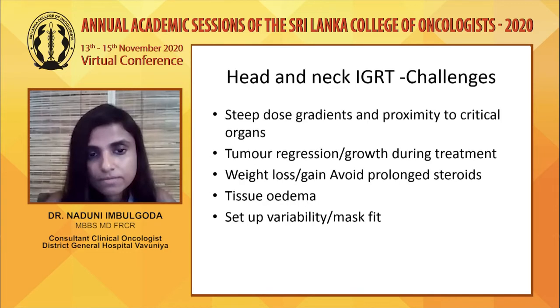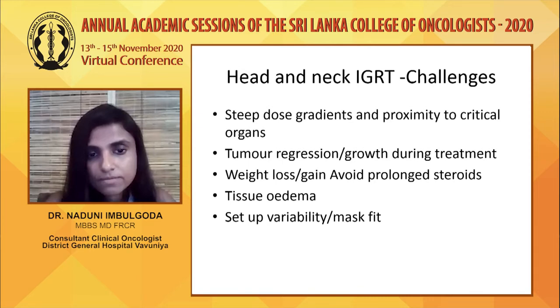What are the challenges in head and neck IGRT? So in the head and neck, the organs do not move like in the pelvis, but it has its own challenges. One is the steep dose gradients and proximity to critical organs, and there is tumor regression, tumor regrowth during treatment, weight loss and weight gain. So we need to avoid prolonged steroid use, which can cause facial puffiness and weight gain, and also tissue edema is an issue, and setup variability, mask fit, is also an issue in head and neck.